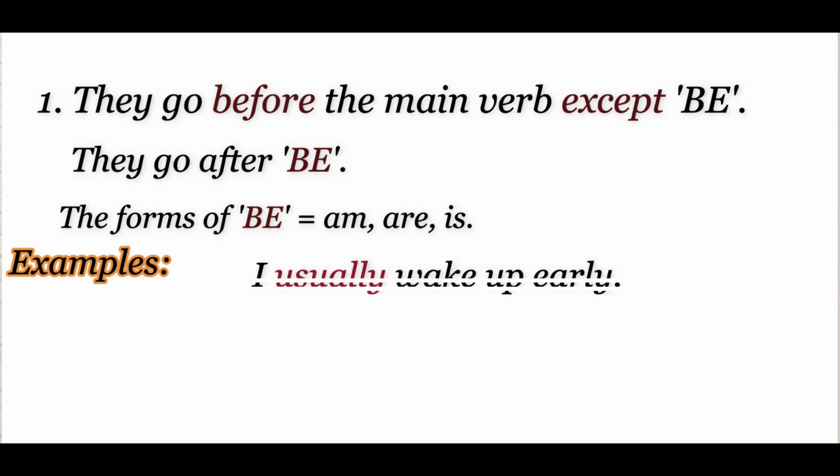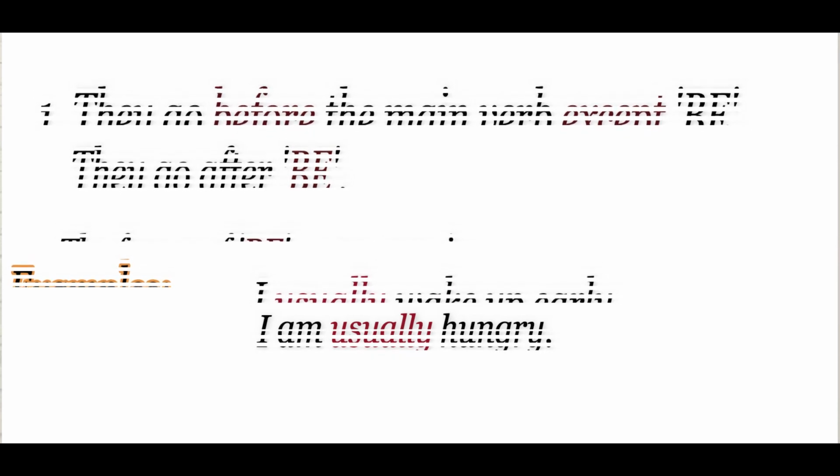I usually wake up early. I usually wake up, before the main verb, which is wake up. And now with be. I am usually hungry. Am is a form of the verb be. We remember its forms, don't we? Am, are, is, those are its forms. And it goes after the form of be. I am usually hungry.